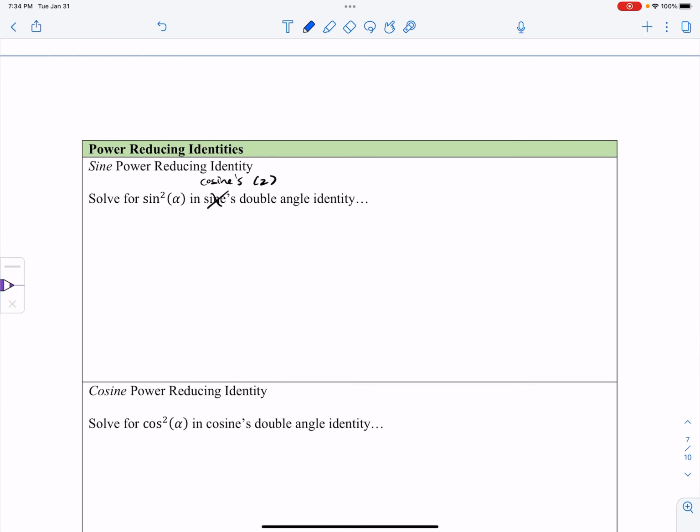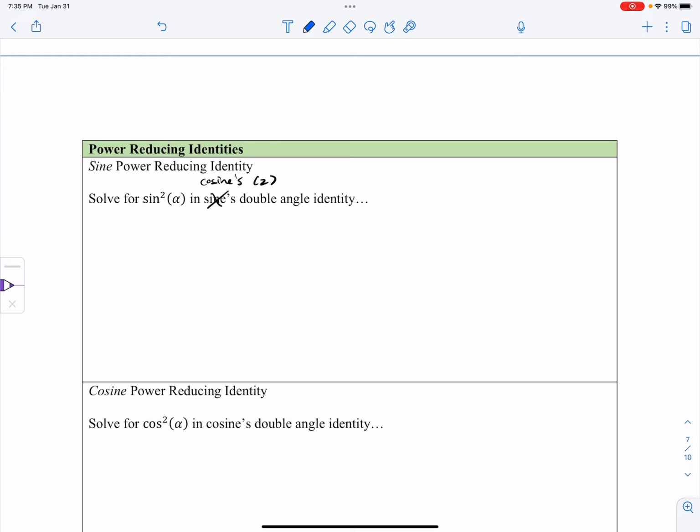The power reducing identities, you can see that I have a typo there. Maybe I'll try and fix the typos before I post to your guys' notes, so hopefully you won't have that. So I'm going to show you how to derive the power reducing identities. They are actually not covered in your textbook, but you do need to know them. They come up and they are important for integration next year. So you need to know the power reducing identities.